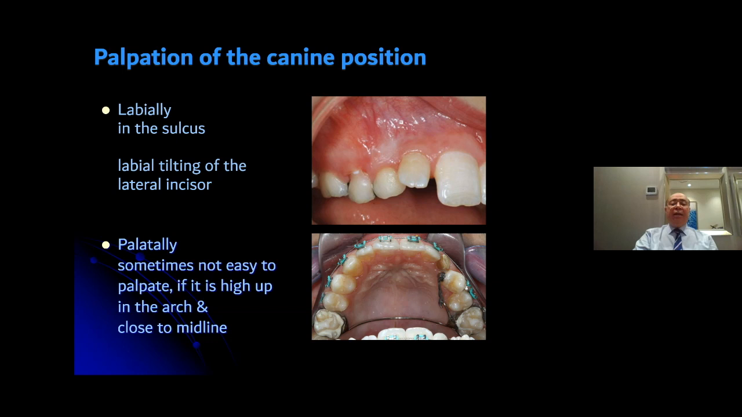So this slide shows the two priorities: not just the bulge on the labial aspect indicating that the canine is impacted labially, but also the position of the lateral incisor. You can see the lateral incisor is tilted mainly labially and also distally. And this is because the canine is exerting a force on the root, causing some sort of a fulcrum. So if the root is tipped towards the palate, the crown will go labially like that.